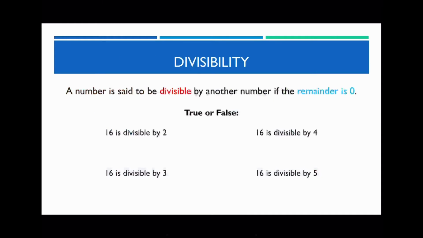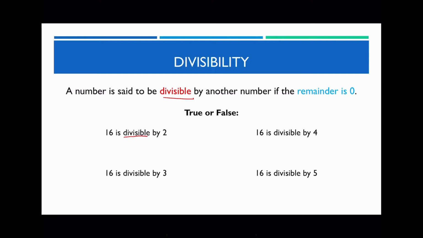So we said that a number is said to be divisible by another number if the remainder is 0. So when you divide a number and the remainder is 0, therefore the number that you divided in this case is considered to be divisible. Let's look at these examples over here just so you have a better understanding. So true or false? 16 is divisible by 2. This means 16 can be divided by 2. Is this true or is this false?